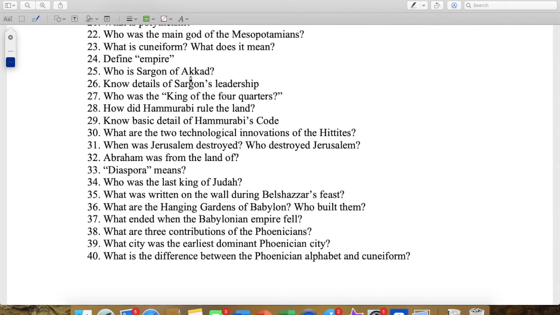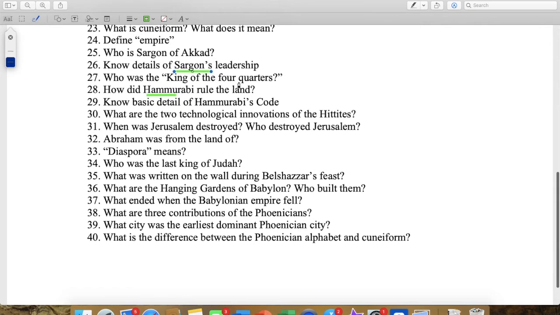Who is Sargon of Akkad, and know the details of his leadership style. Who was the king of the four quarters? Oh, there he is, Hammurabi. Who was the king of the four quarters, and how did Hammurabi rule the land? Okay, so we have Hammurabi ruling, and also we have Sargon's leadership. So know those guys and what they did. Know some basic details of Hammurabi's code.